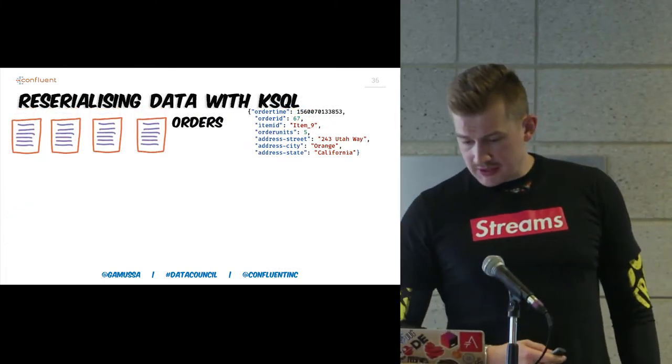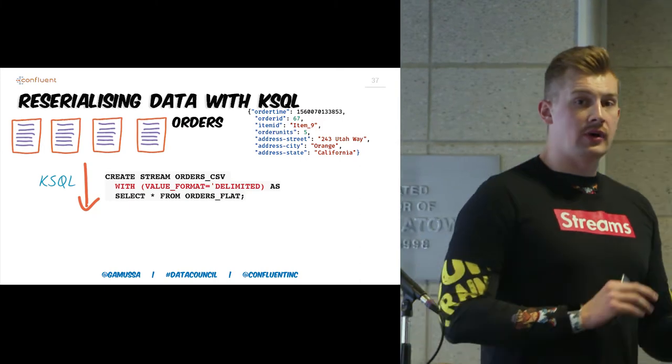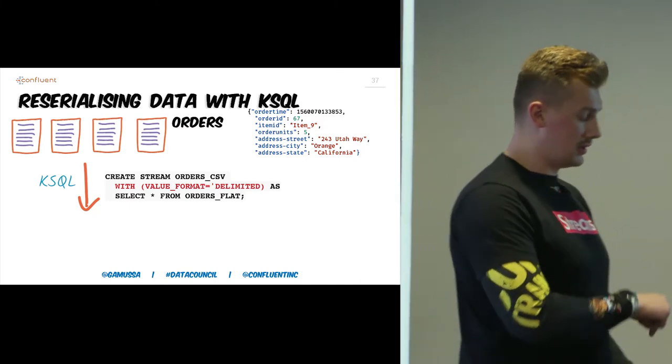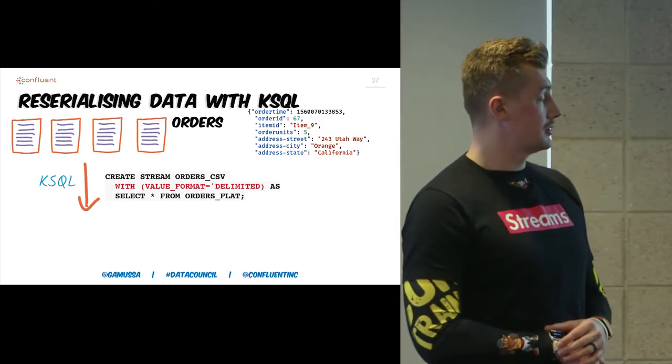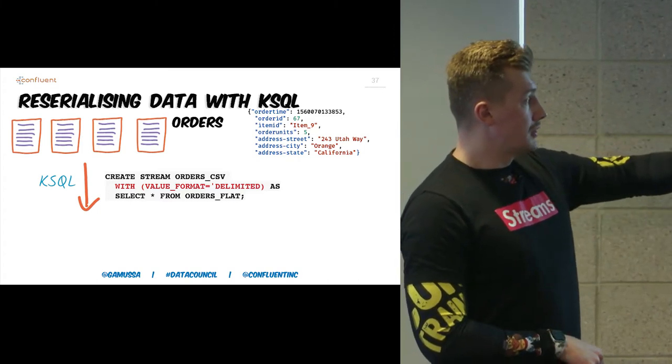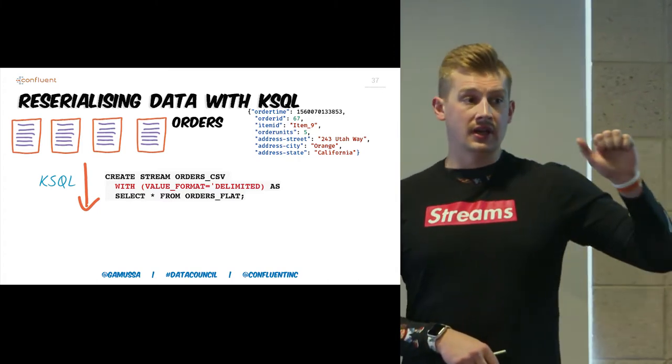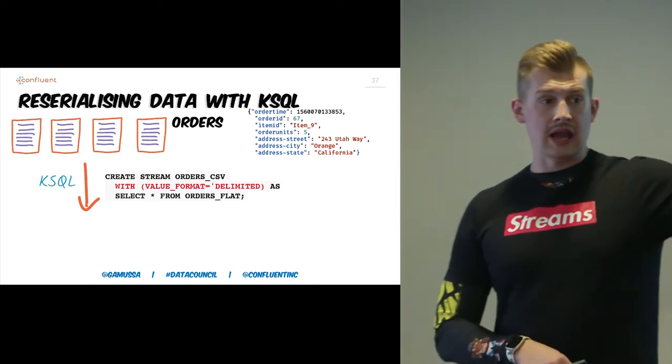So the next thing is that we can modify the way the data is serialized or stored inside Kafka, and how KSQL treats this. By default, it supports three formats: delimited, JSON, and Avro.